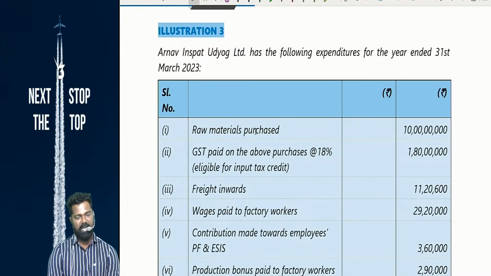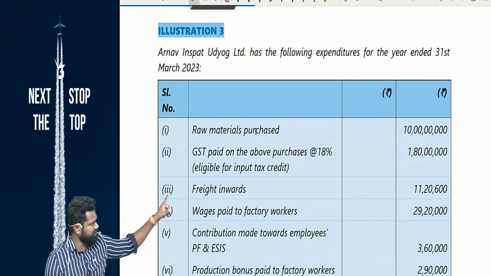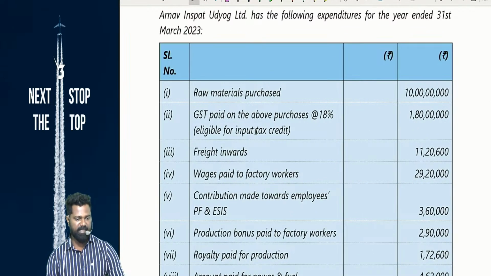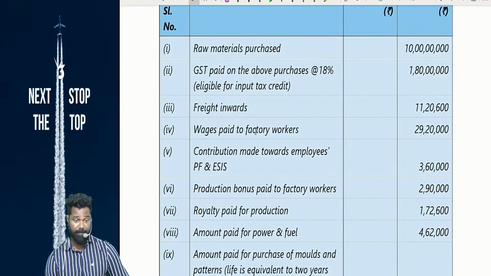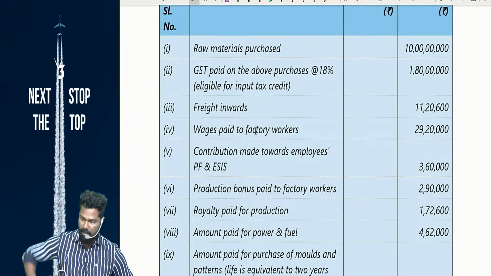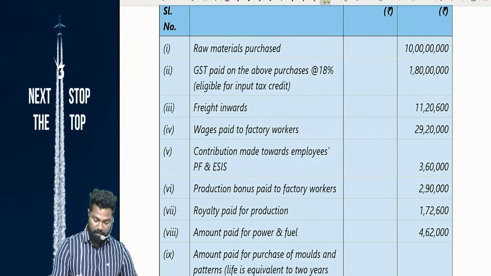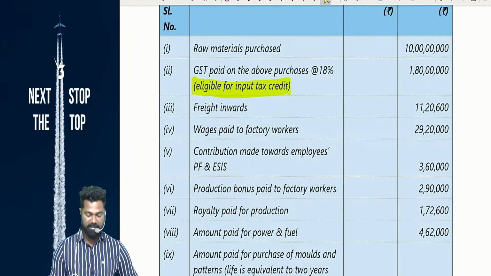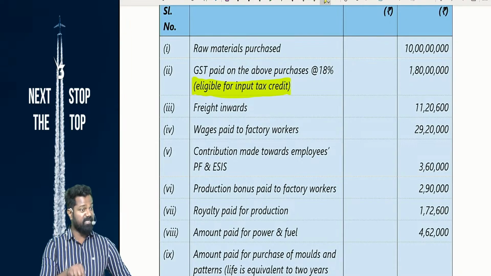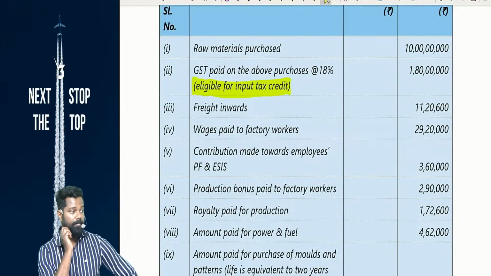INSPAT Udyog Limited has the following expenditure for the year ended 31st March 2023. Go through the question. Can you all see that? Okay, let's go. Raw material purchased is there. Next is GST paid on the above purchase, eligible for input tax credit. Is that important or not? If that is not there, it has an impact. If it is given, then what is the treatment?